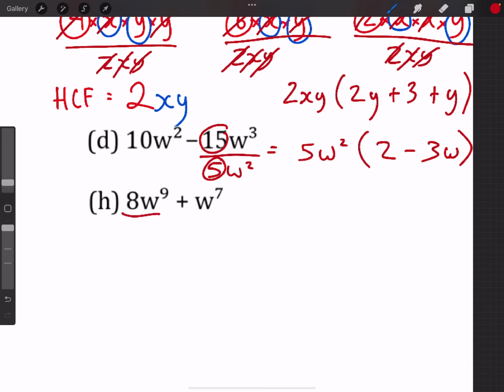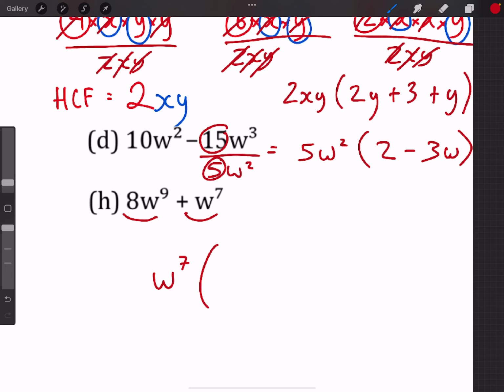Alright, this one, the numbers, we have an 8 and a 1. So we can't factorize anything for the numbers. But the letters. Alright, so you got W to the 9, W to the 7. I can take out a W to the 7. So look at the smaller number. And let's see what we can do.